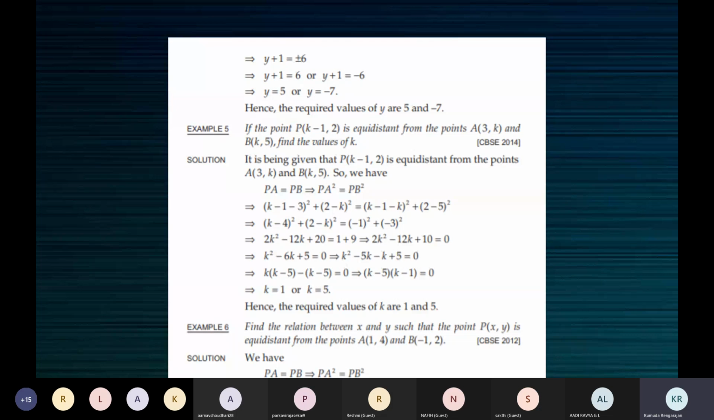Yes, Shakti, tell me, what will you write under PA square? Now we have in the LHS, we have PA square. In the RHS, we have PB square. Now, how do you continue? What is PA square? What will you write for PA square, Shakti? X minus 1.